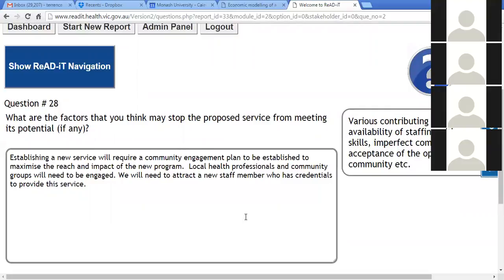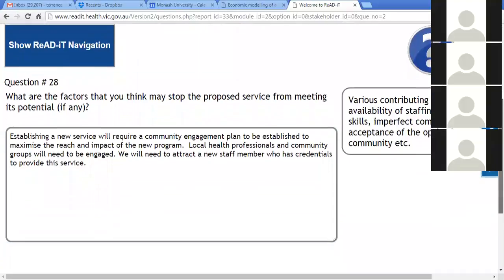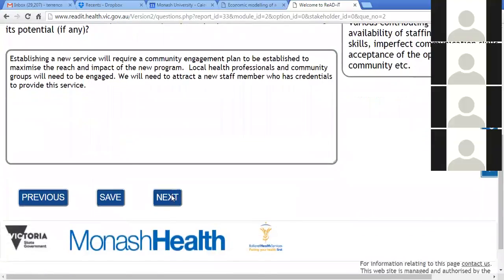Okay, so we're a bit better now. What I've said here is that we need to do a lot of engagement work with local health professionals and community members to try and attract new staff and attract the patients to the service that will be available for them. So there is a bit of work that would need to be done to really make sure that we're not having all these programs that we're providing with nobody attending.